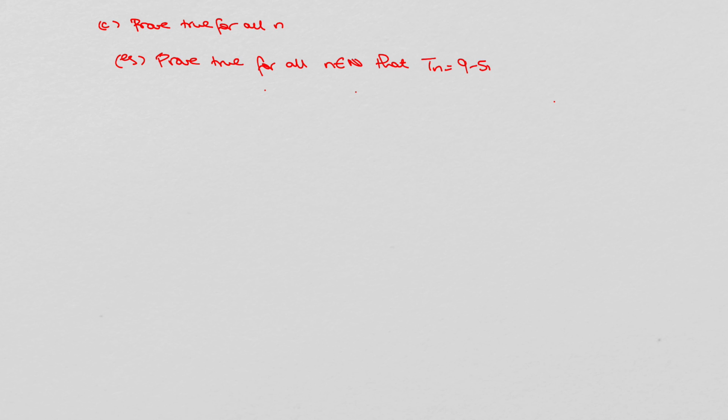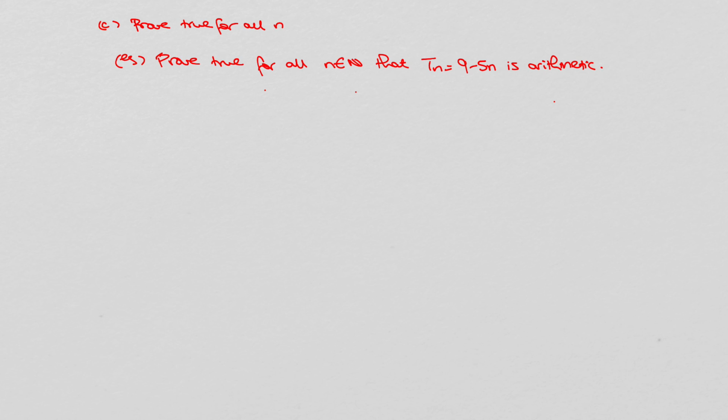So C then is where we're going to show it's true for all n. And that's where we're given the general term rather than the actual sequence itself. So say, for example, we're asked to prove, true for all n an element of the natural numbers, that 9 minus 5n is arithmetic.